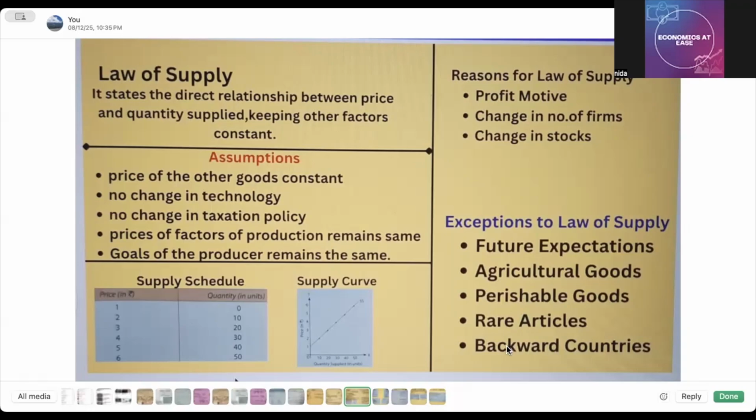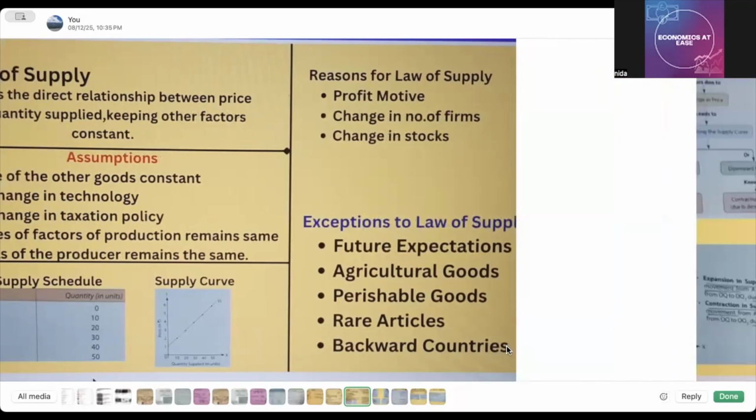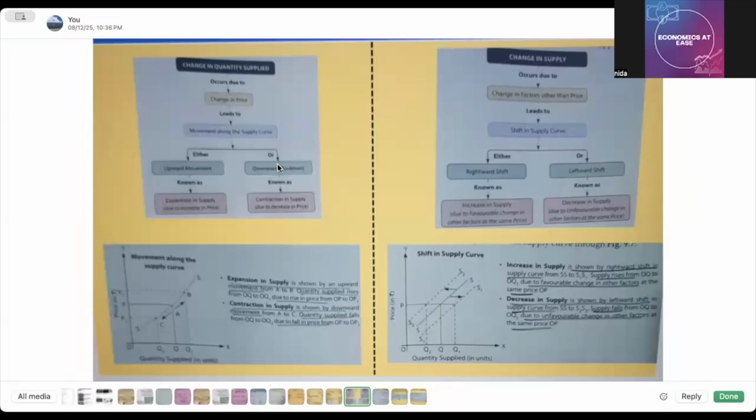Okay. Then backward countries, as these countries don't get the facility of modern technology and methods, techniques and machineries. So in this case also, the supply cannot be increased with the rise in price due to a shortage of resources. Okay. Then very quickly, we're going to start the most important thing, that is, the diagrams are also there.